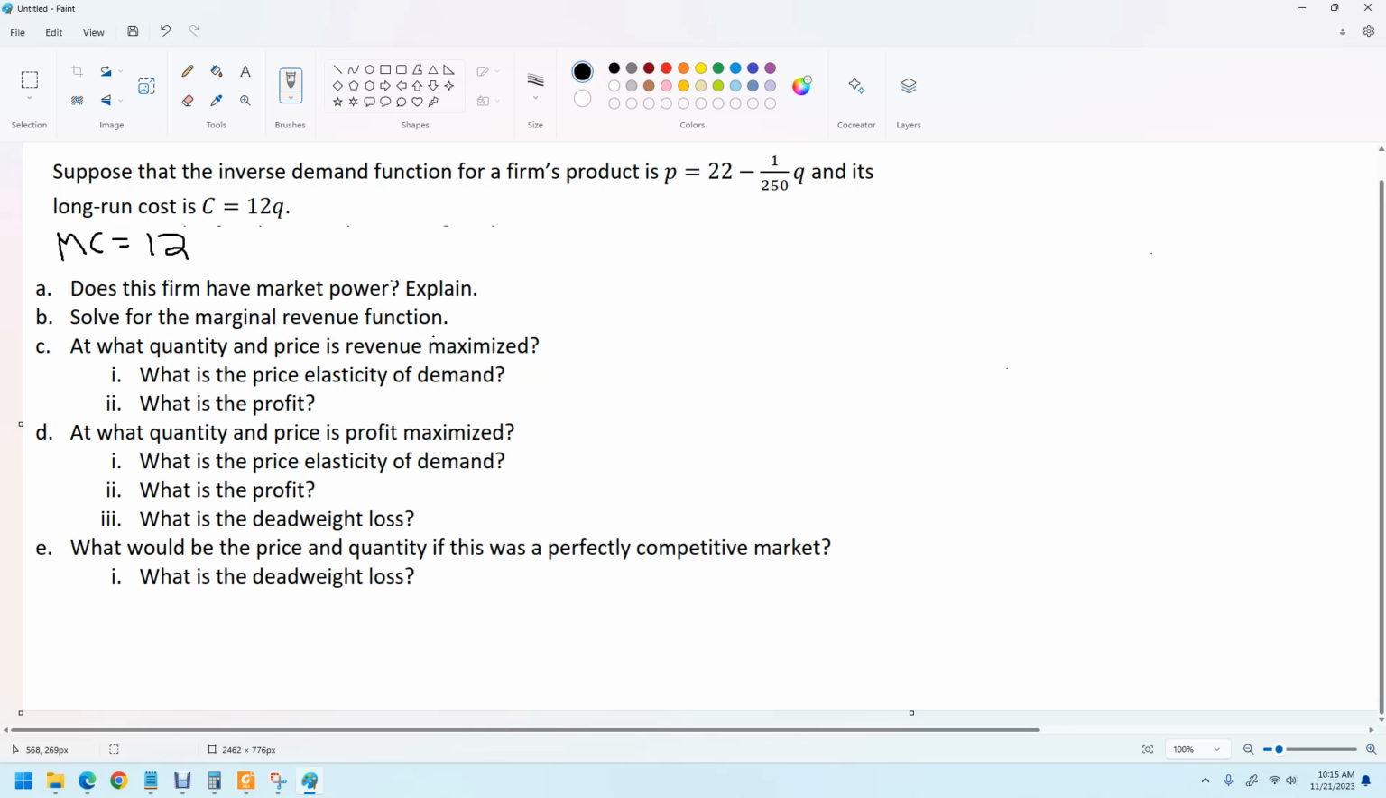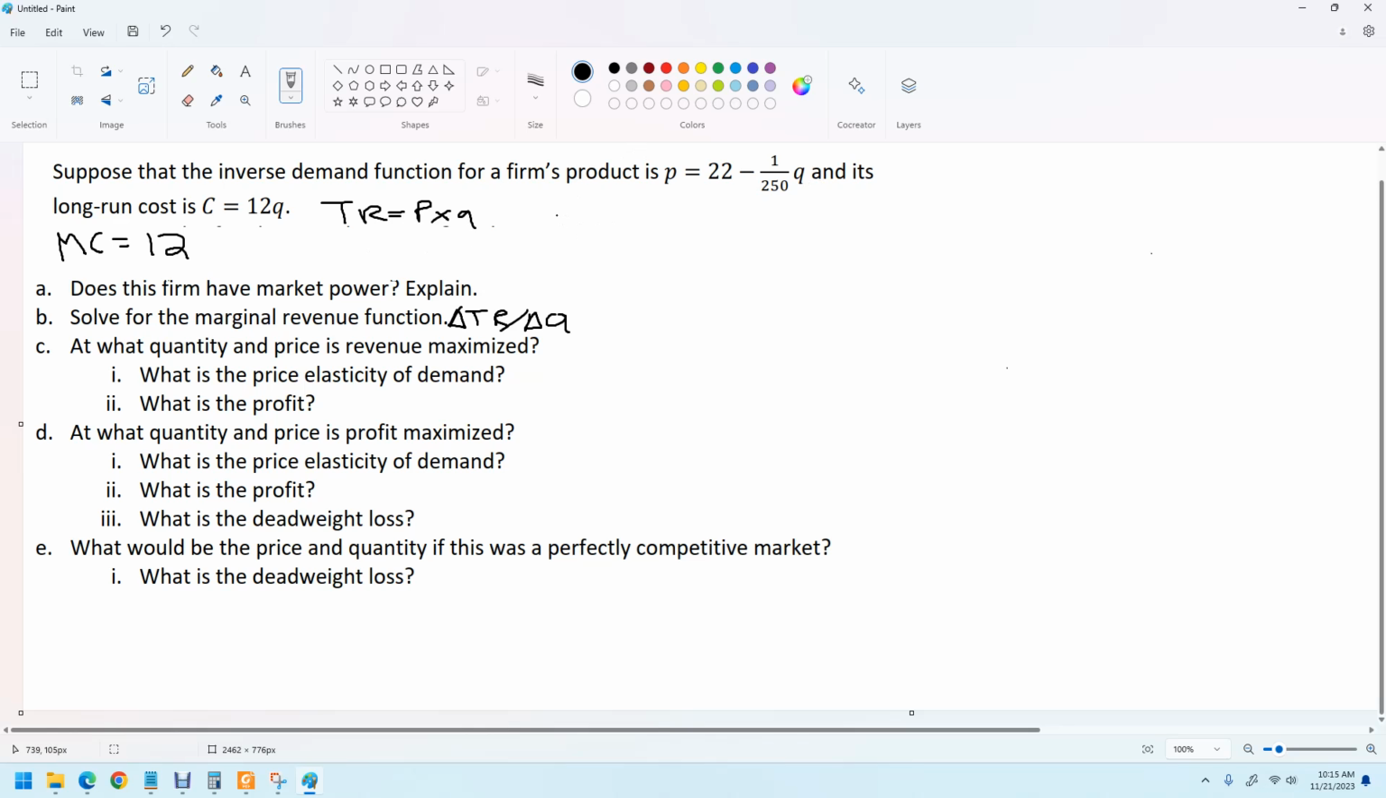Okay, marginal revenue function. This is the partial derivative with respect to Q of the total revenue function. You could write it out with derivative nomenclature too. But what we want to do is find total revenue, which is price times quantity. We've already got that price part right there, and then we'll find the marginal revenue function off of that.